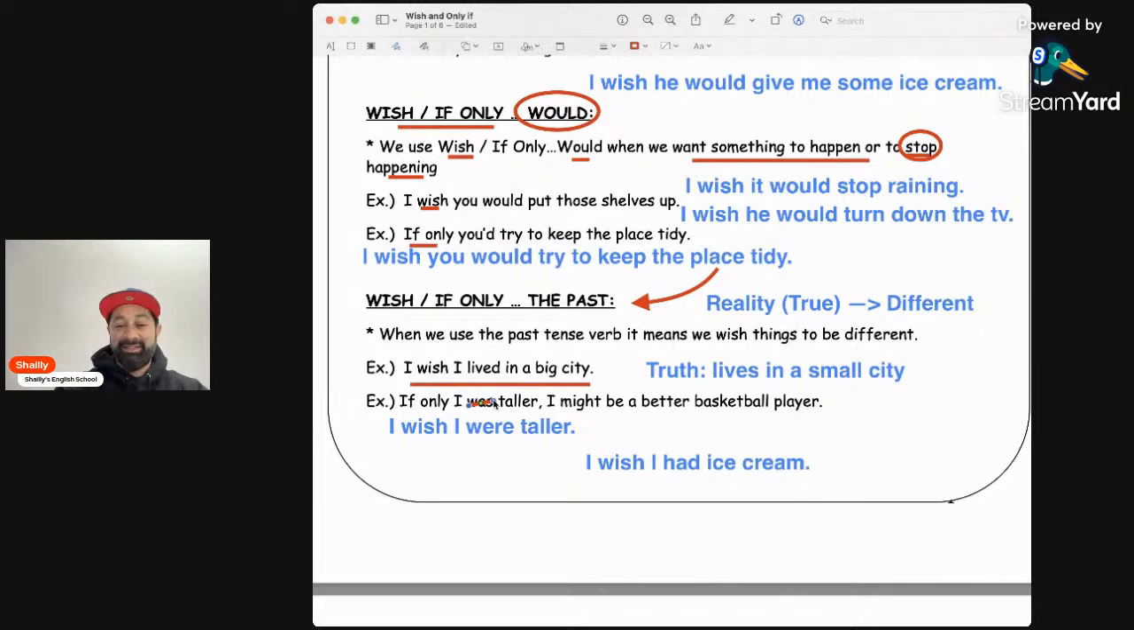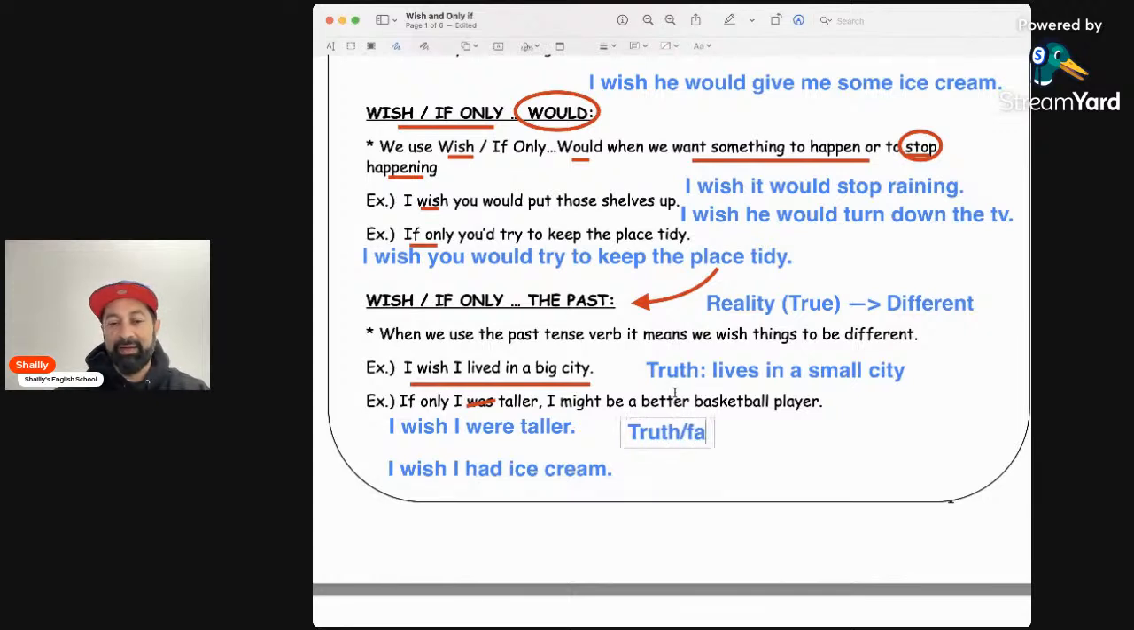The fact is, the truth is, let's say here, the truth or the fact is I am short. I am short. I wish that were different. I wish I were tall. That way I would be a good basketball player.